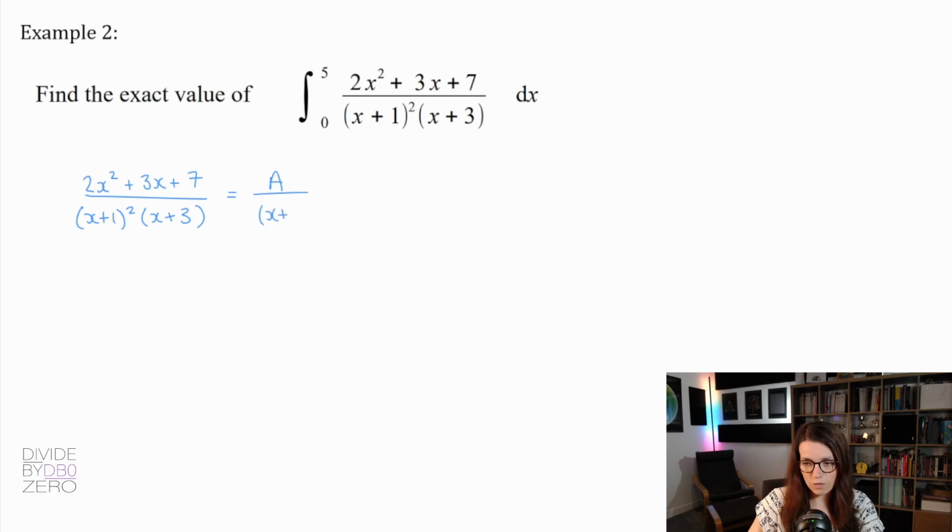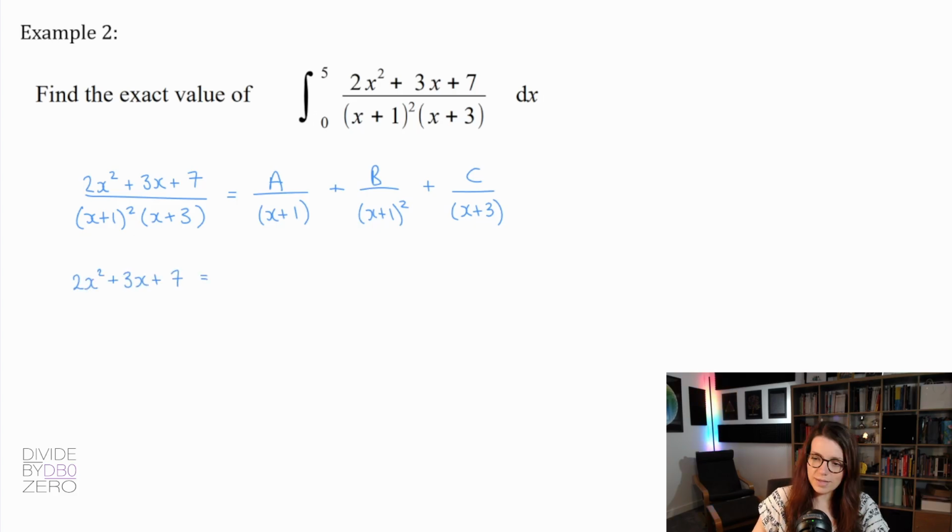So A over x plus 1 plus B over (x plus 1) squared plus C over x plus 3. So just making sure that you have a fraction that has just the x plus 1 and then a fraction that has the (x plus 1) squared as well. Then we do our usual process. So focusing on the numerators, we're going to have this. It will be A times (x plus 1)(x plus 3), plus B(x plus 3), plus C(x plus 1) squared.